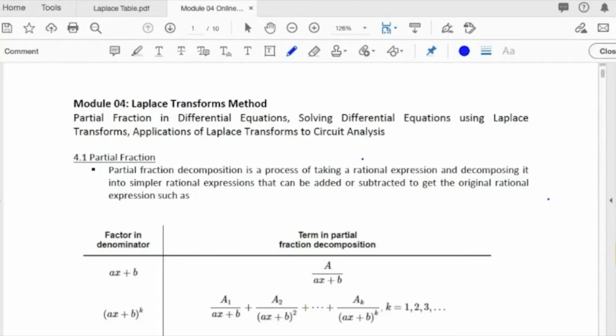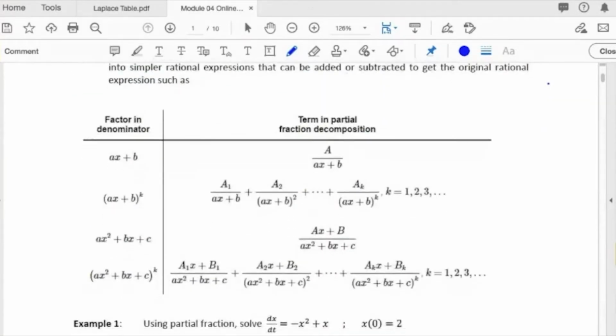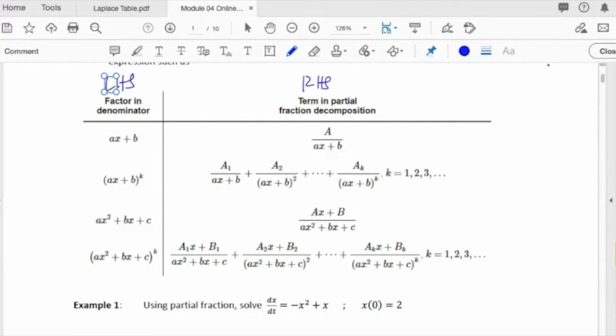So first, we start with partial fractions. You can read the definition of partial fractions and in these tables. You can see that on your left-hand side, you have a denominator, and your right-hand side is the decompositions based on what denominator you have on your left-hand side. We will look at examples on how to apply these tables when we want to apply partial fractions.